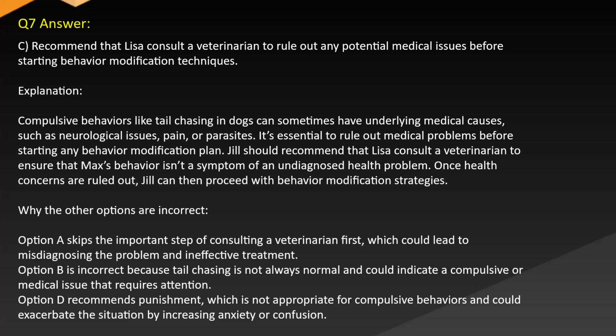Why the other options are incorrect. Option A skips the important step of consulting a veterinarian first, which could lead to misdiagnosing the problem and ineffective treatment. Option B is incorrect because tail chasing is not always normal and could indicate a compulsive or medical issue that requires attention. Option D recommends punishment, which is not appropriate for compulsive behaviors and could exacerbate the situation by increasing anxiety or confusion.